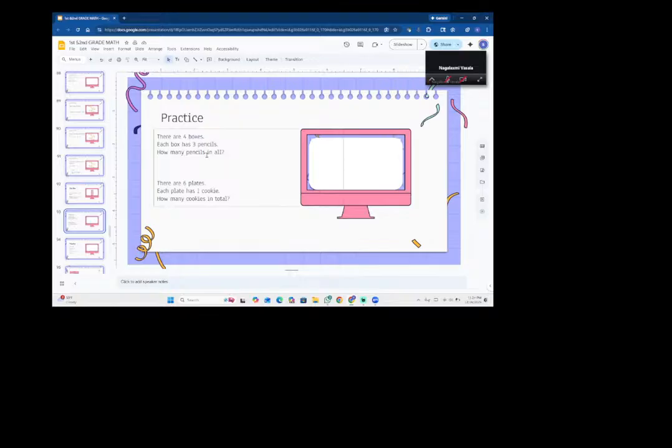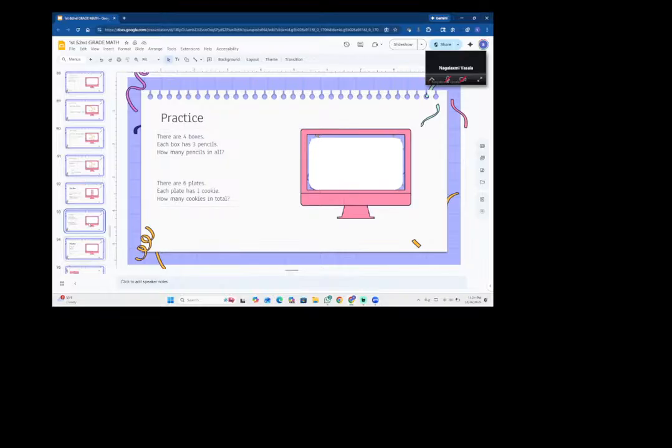So there are 4 boxes. Each box has 3 pencils. So there's 4 groups of 3. And the next problem is there are 6 plates. Each plate has 1 cookie. So there's 6 groups of 1.